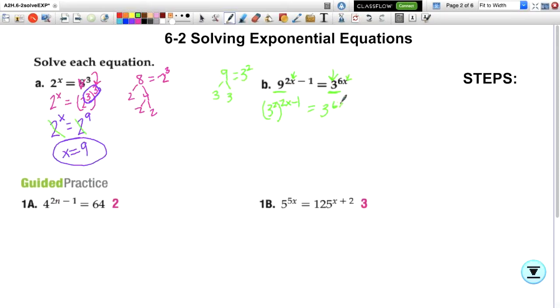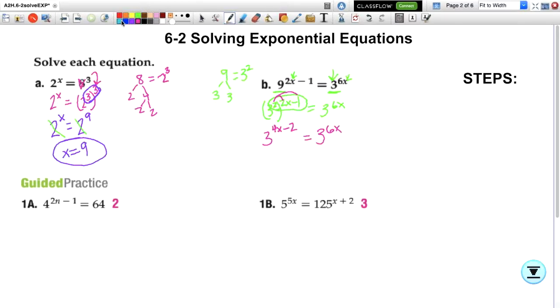I'll just copy this back over. Now, when I have a power to a power, it means that I need to multiply. So when I multiply these, it's a mono times a poly. So I need to send the 2 here and here. So I end up with 3 to the 2 times 2x, which is 4x, and 2 times minus 1, which is negative 2, equals 3 to the 6x.